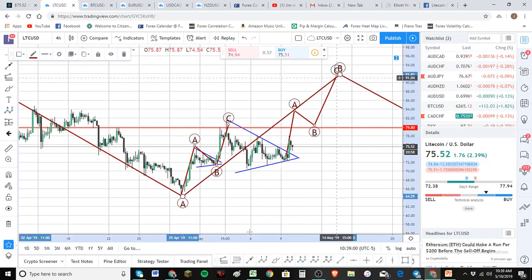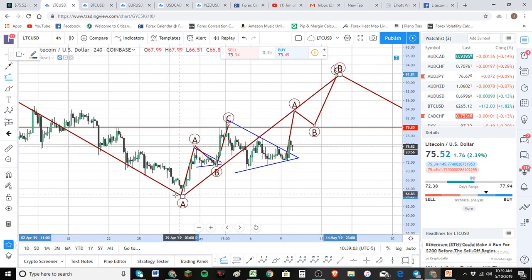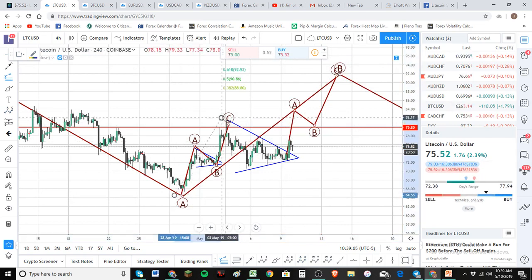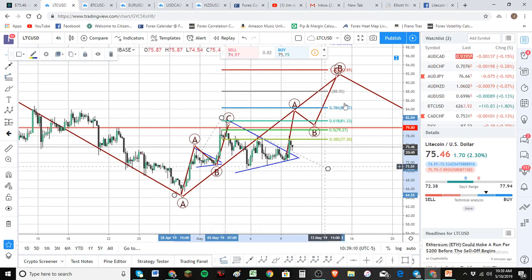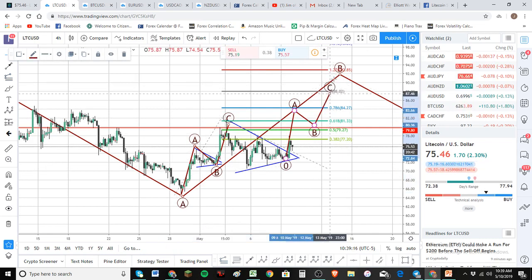You say, well, what price target are you looking at? Well, if it does that, and that's a big, gigantic if. It doesn't have to do this, but this is what I'm thinking is going to happen. Probably going to come up to the one-to-one extension. Probably looking at a price target at $88. Okay, that's what I'm looking at.